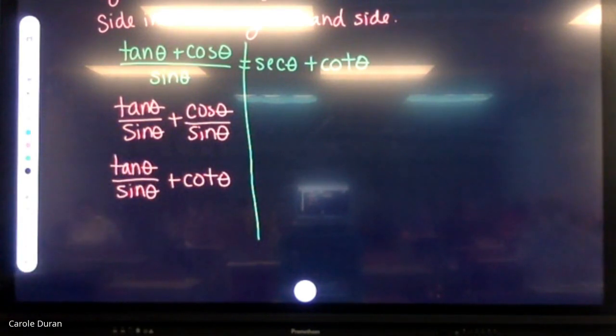Anybody have an idea of what I can do to somehow transform tangent of theta over sine of theta into secant of theta? Or a step along the way? Ismail, you cannot answer. I want somebody else to think about it. Gabe cannot answer either.